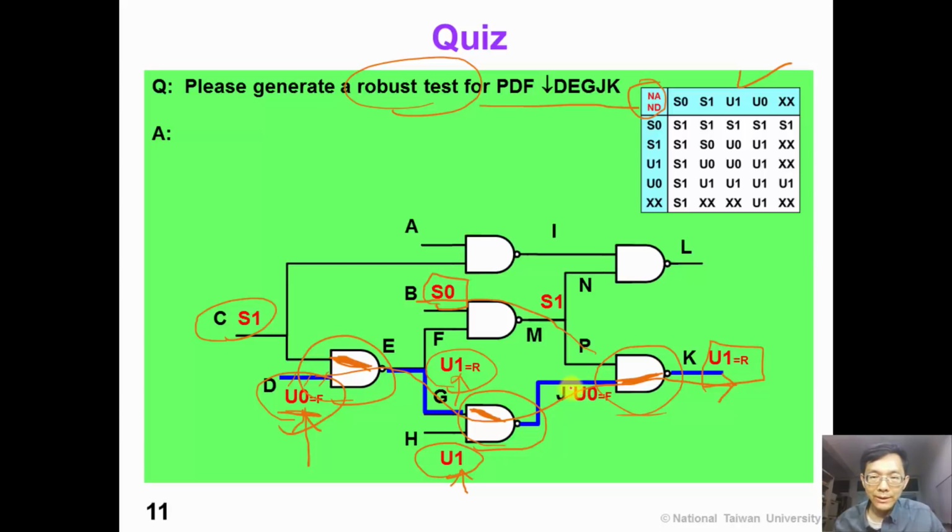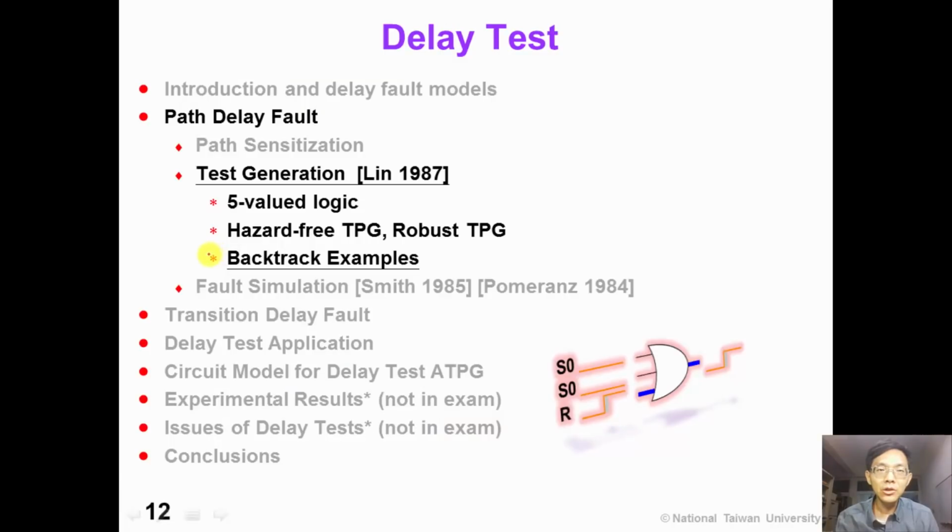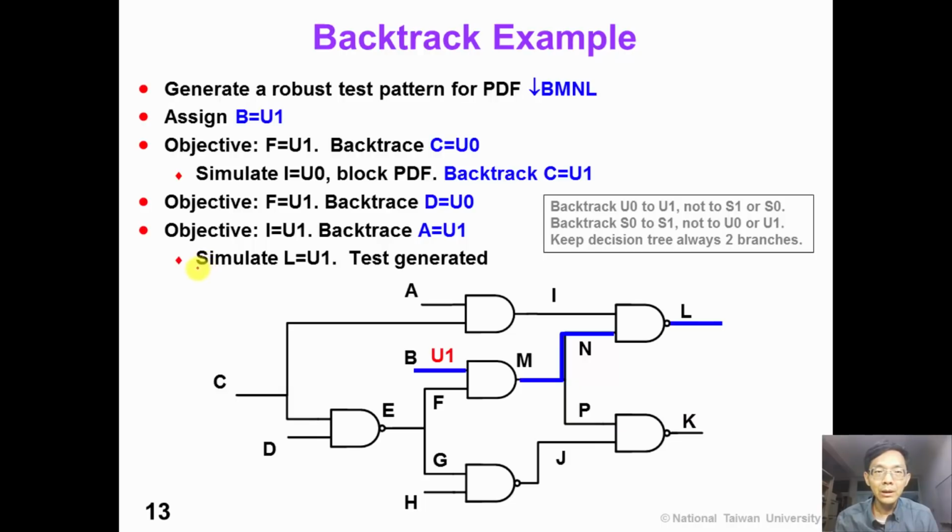Have you got it correctly? In the test generation process, sometimes we make mistakes. If we make a mistake, then we would need to backtrack. In the following slide, we show some examples of backtrack. Now consider this circuit. We will try to generate a robust test pattern for the path B-M-N-L, which is highlighted in blue.